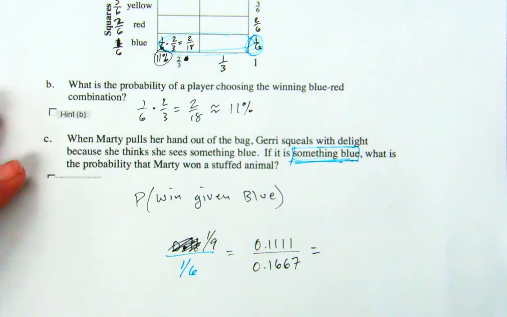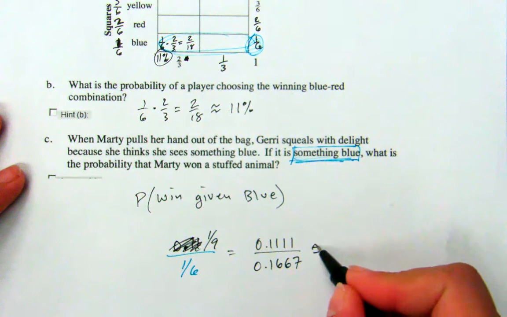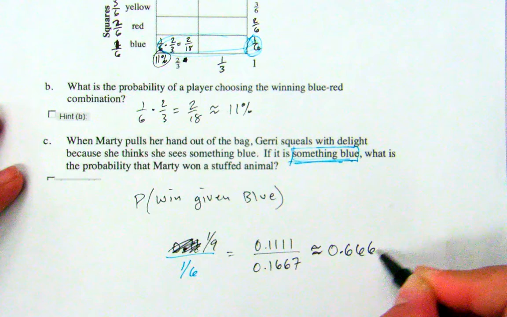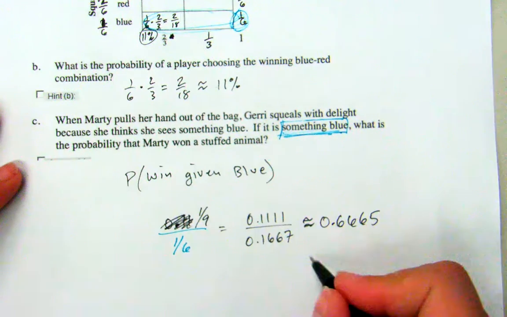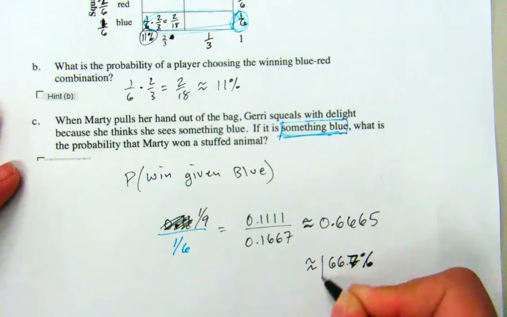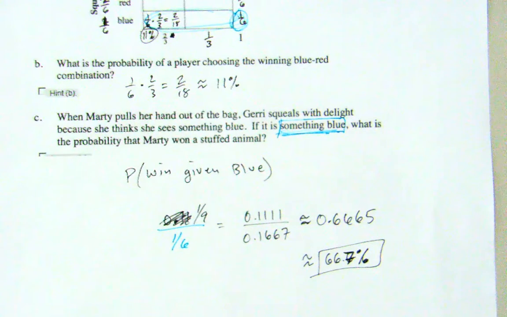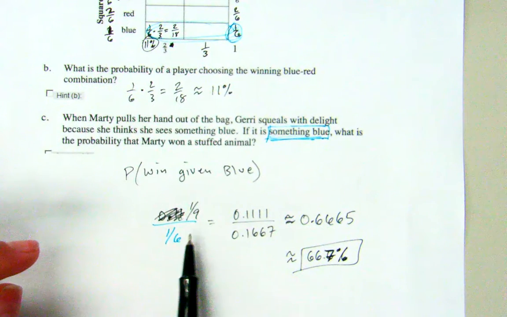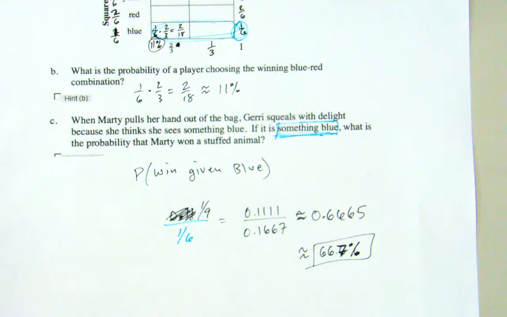If you divide that, you should get something close to about 0.6665. Okay, so I'm going to round that into 66.6%, or 66.7%, sorry. There you go. So the probability of actually winning, given that you know something is blue, is about 66.7%. Alrighty, so that's it for this section. See you in the next video.